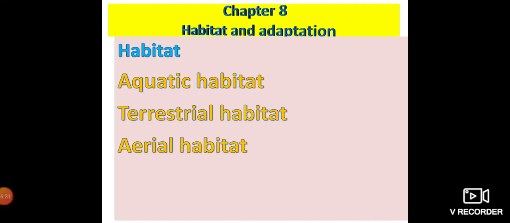And the next type of terrestrial habitat is polar habitat.